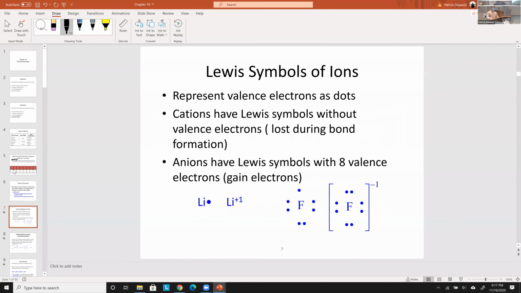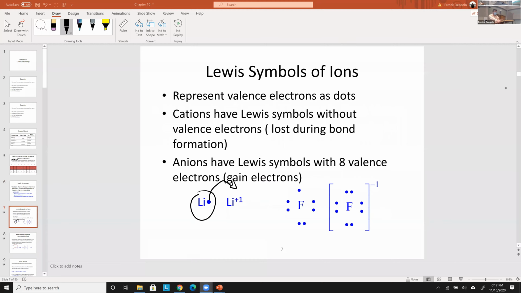So here's an example of how to write the Lewis symbols, and this is an ionic bond example. For lithium, if you were just to write lithium, it would be Li with 1 dot, because lithium has 1 valence electron. And if you remove that electron, as it would do in an ionic bond, it becomes Li+. That's very, very basic.